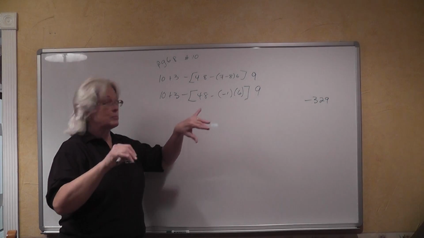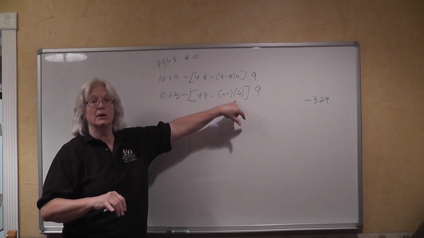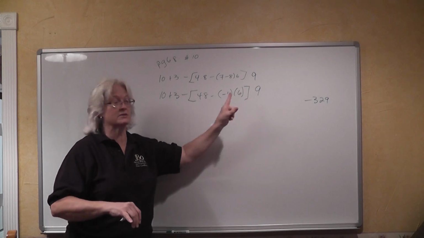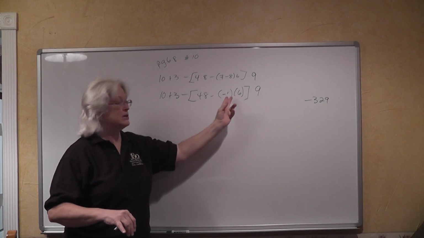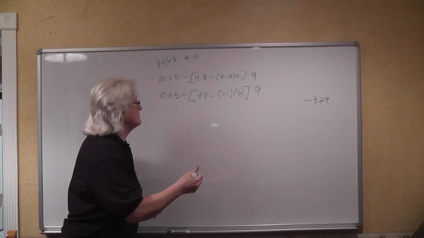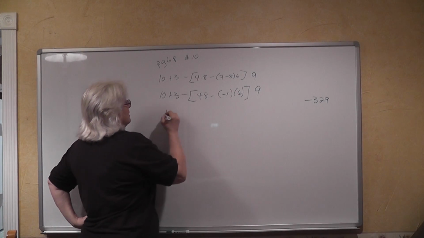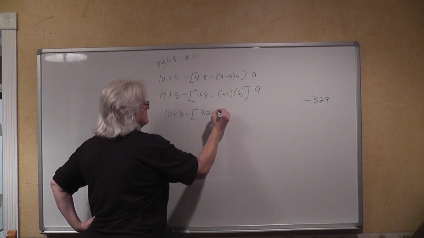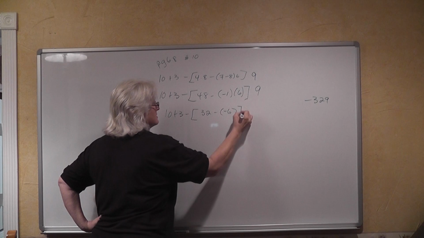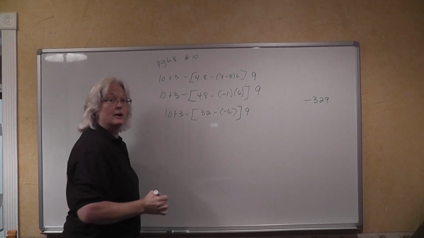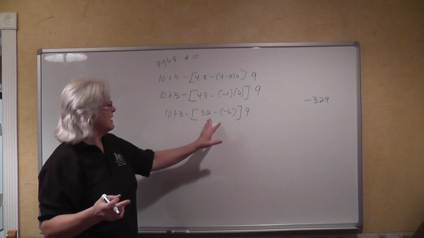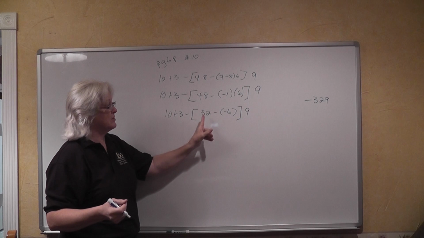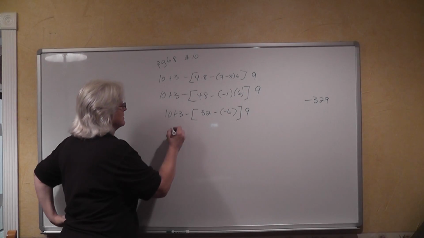We have within the brackets multiplication and multiplication. I said within the parentheses, it's within brackets. But we have this multiplication and we have this multiplication. It can be done at the same time. 10 plus 3 minus the quantity, 4 times 8 is 32, minus a negative 6, times 9. When we subtract a negative number, same as adding the opposite. So this is going to be 32 plus 6.